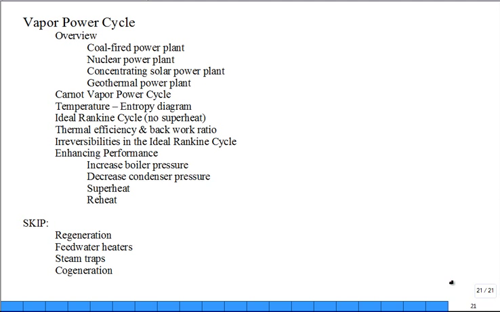There's a lot of material in this chapter that we're skipping. Put reheat and superheat in that category. But everything else, fair game.